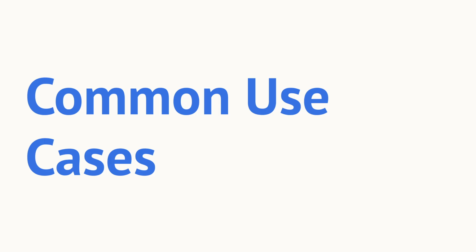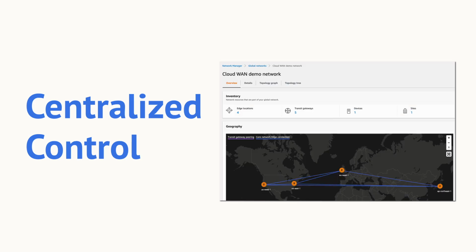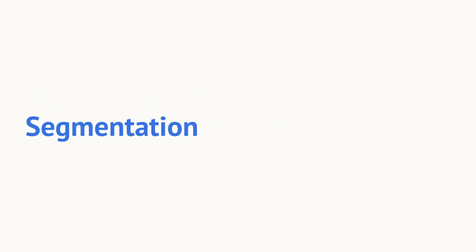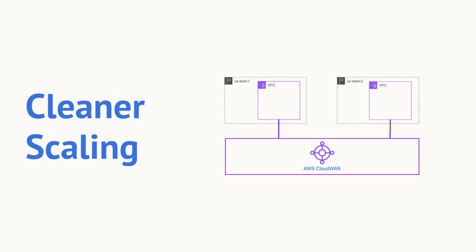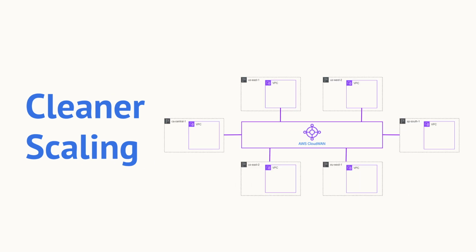So why would you use Cloud WAN in the first place? The biggest benefit is centralized control. Instead of managing networking region by region, Cloud WAN gives you a single global network model driven by policy. The second big advantage is segmentation. You can separate environments like production, development, and shared services while still controlling exactly how these segments communicate. And finally, Cloud WAN gives you a cleaner way to scale connectivity as your environment grows, especially when you're dealing with multiple AWS regions, remote users, or hybrid connectivity back to on-prem.